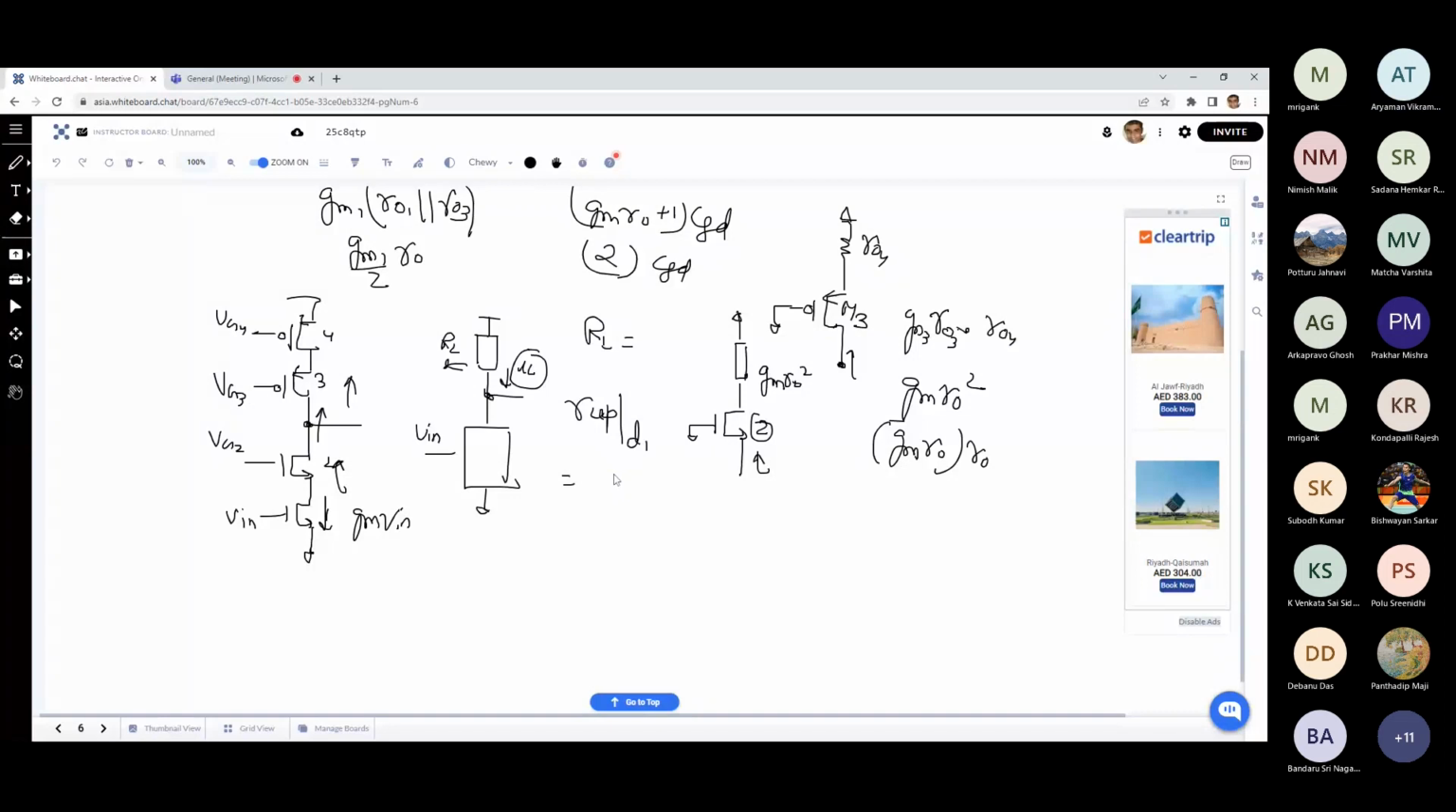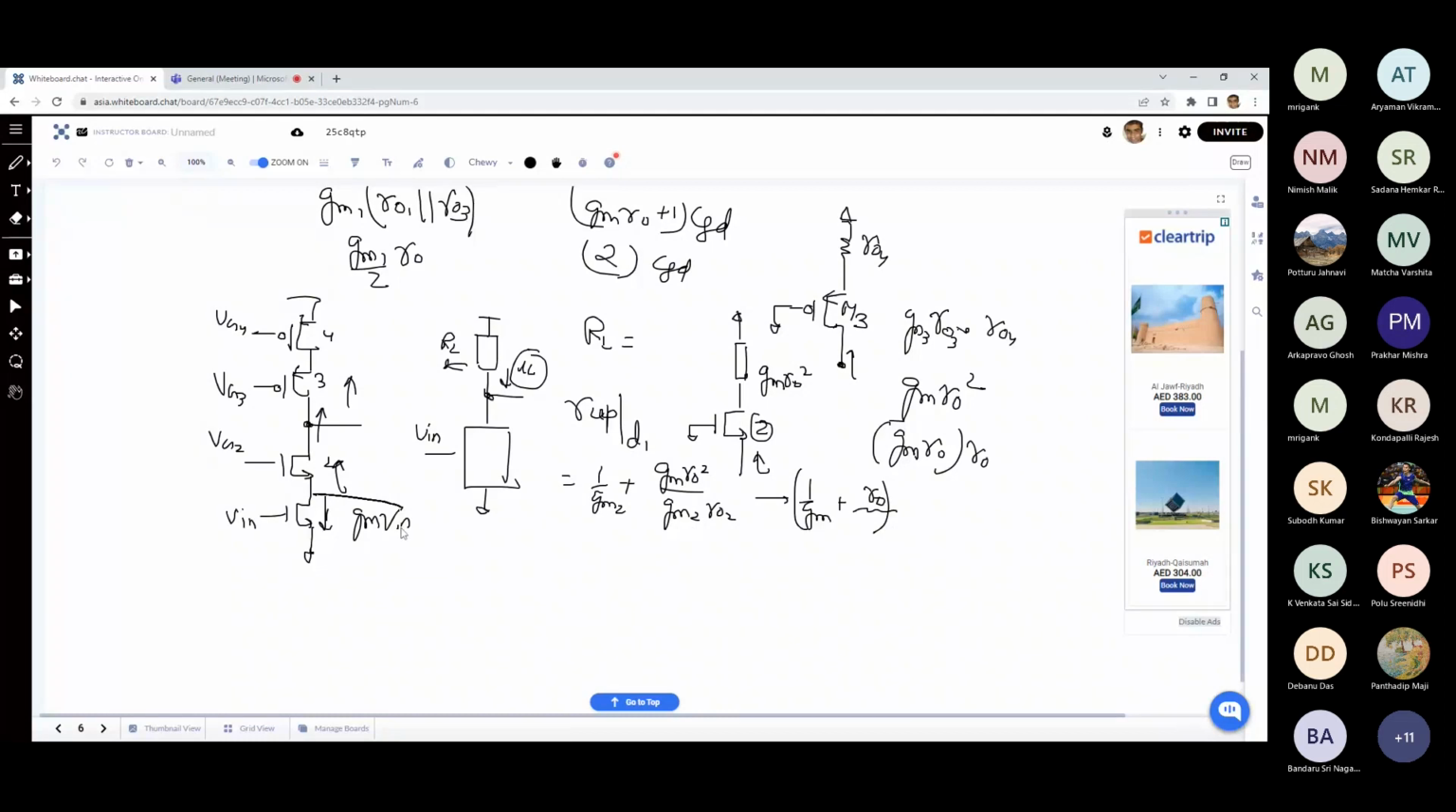Exactly, it is 1 upon gm2 plus gm ro squared upon gm2 ro2. And if I assume that all the ro are equal, we are left with 1 upon gm plus ro. Right? This is what we are left with. And we can ignore gm, right? So 1 upon gm generally is much lower than ro, so basically we are getting ro. So now R up over here is ro, right? And what is R down? That is also ro. Right?